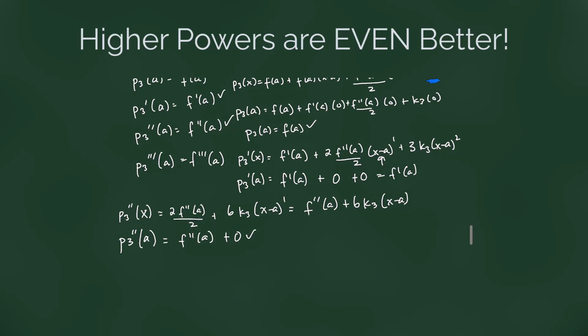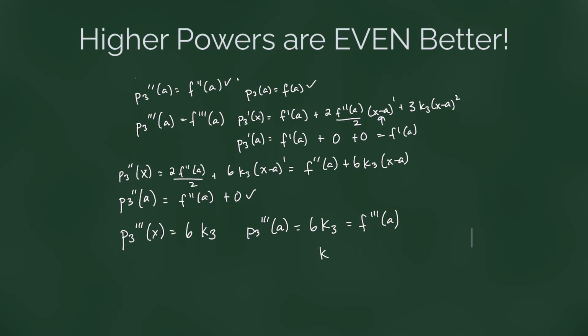We've got one more condition to do. Let's look at the third derivative. p3 triple prime of x is going to equal 6 times k3. p3 triple prime of a then is also 6 times k3, and we're going to choose k3 so that this matches f triple prime of a. In other words, k3 has to be f triple prime, the third derivative of f at a, divided by 6.